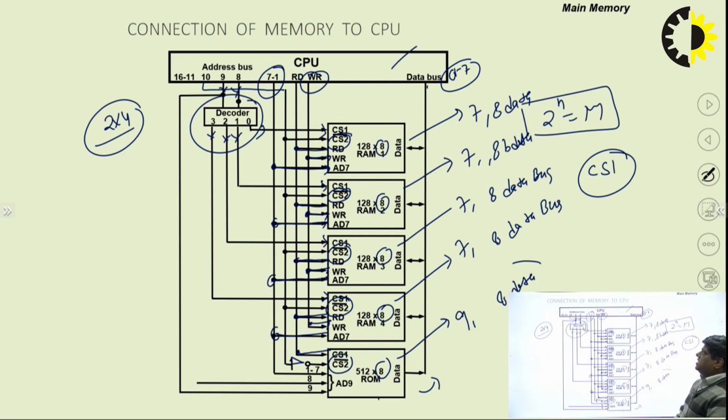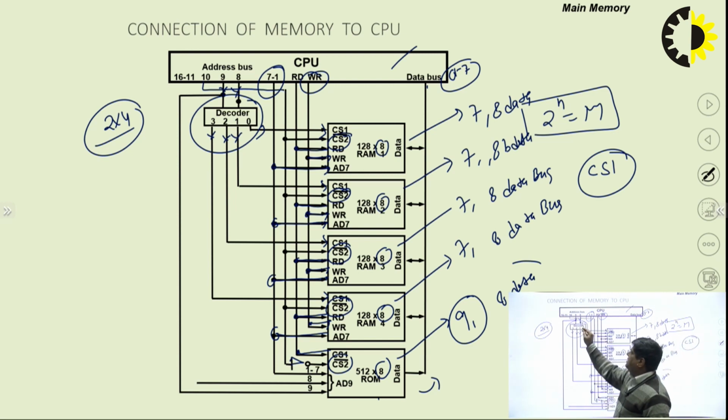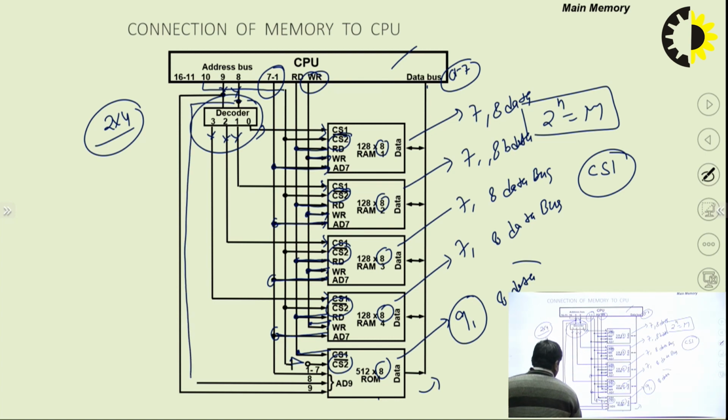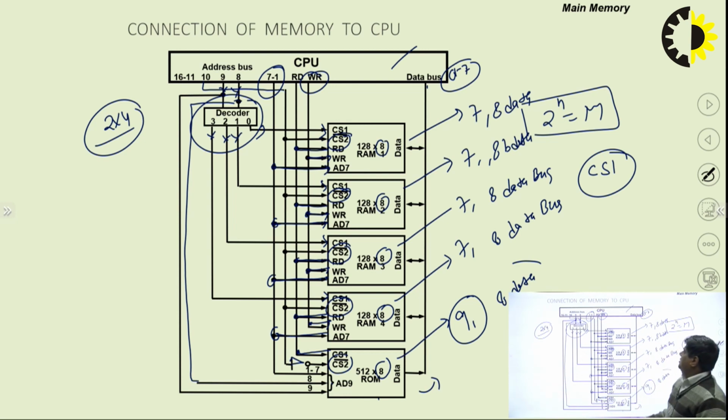Remaining are 2 address lines, 8 and 9, because for the ROM interfacing, how many address lines are required in total? 9 address lines. Now I have connected only 7 address lines, then address lines 8 and 9 are connected to this RAM. So with the help of this diagram, we explained how the RAM and ROM chips are interfaced with the CPU.